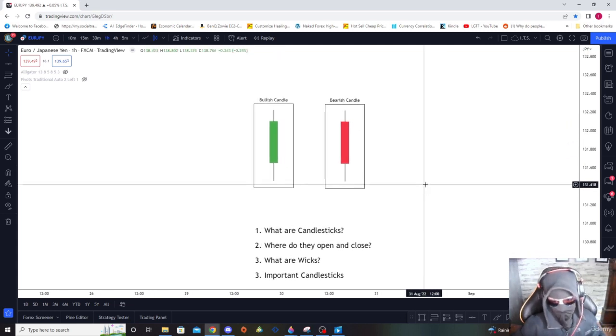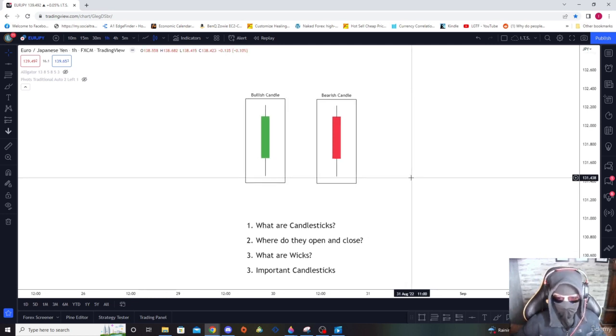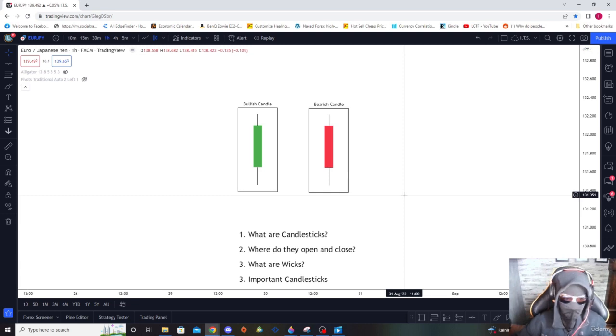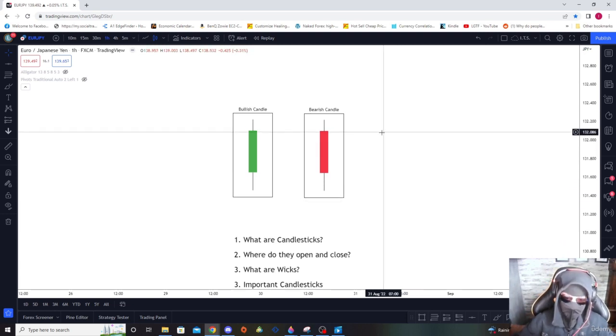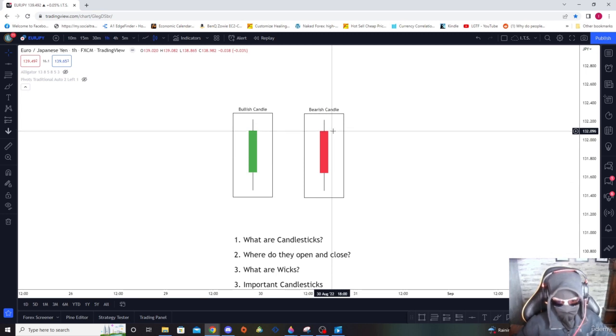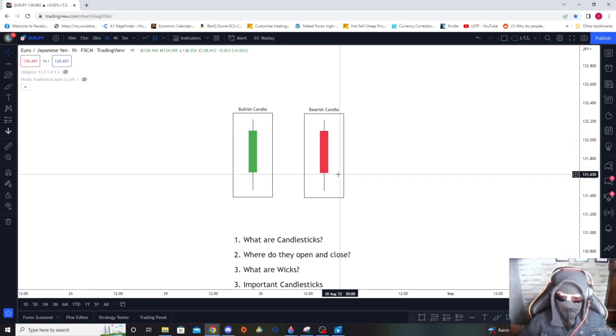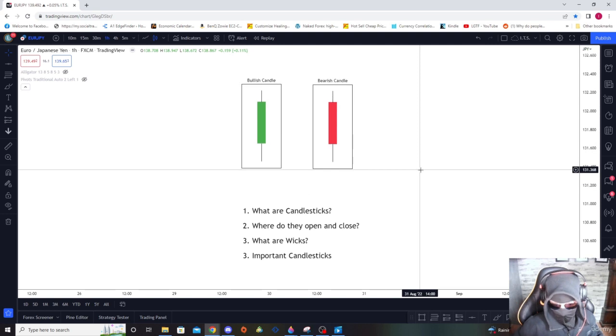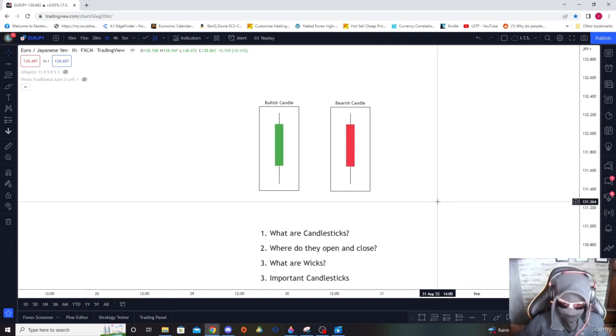And for a bearish candle, if you're on the 1 hour time frame like I am, this is the same thing for every time frame. For a red candle, a bearish candle, the downwards candle, this is where the candle will open upon the new hour, and this is where it will close when the new hour comes. So pretty basic, right?